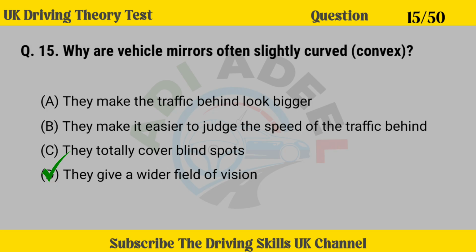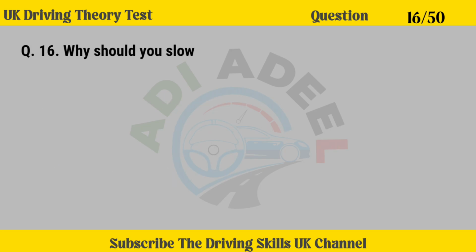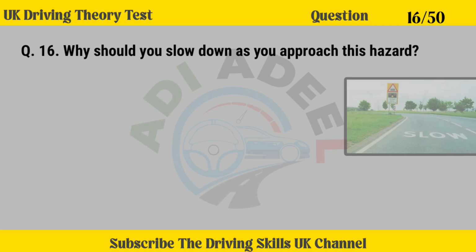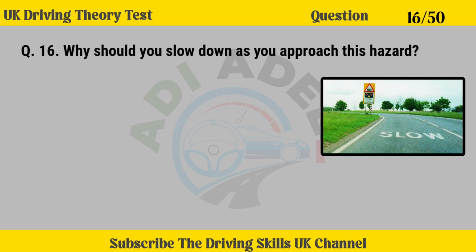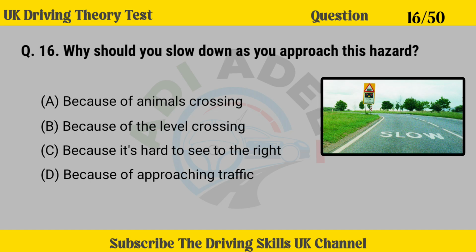The right answer is D. They give a wider field of vision. Question 16. Why should you slow down as you approach this hazard? A. Because of animals crossing. B. Because of the level crossing. C. Because it's hard to see to the right. D. Because of approaching traffic.